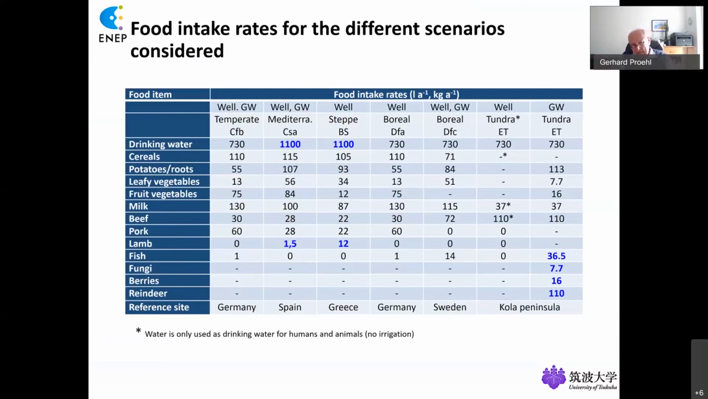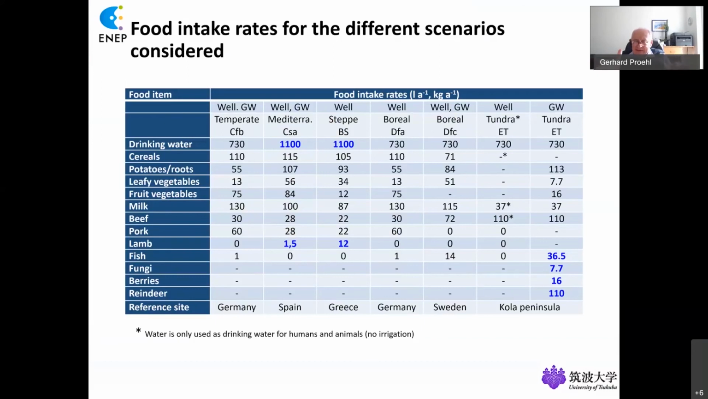For example, for the temperate area, we have looked at mean German food diets, of course. For Mediterranean, we have looked at a Spanish diet. For the steppe, we have looked at a Greek diet, very hot, very dry climate. For the boreal, for the well and groundwater, we have looked at the Swedish diet. And for the tundra, we have looked at the Kola Peninsula.